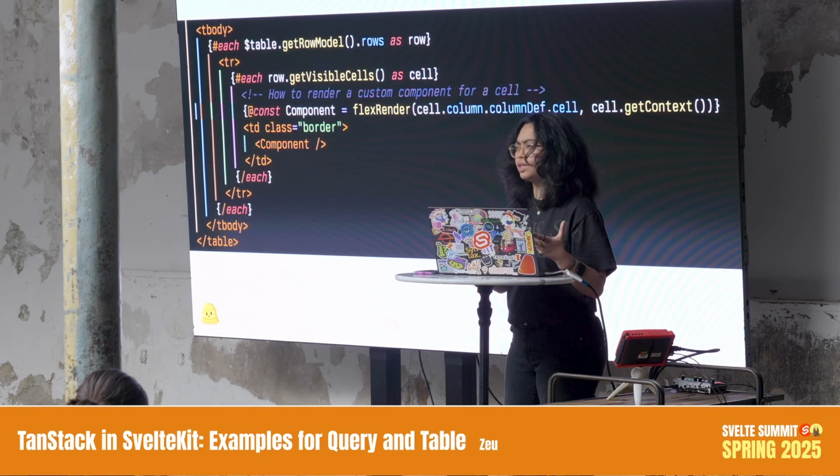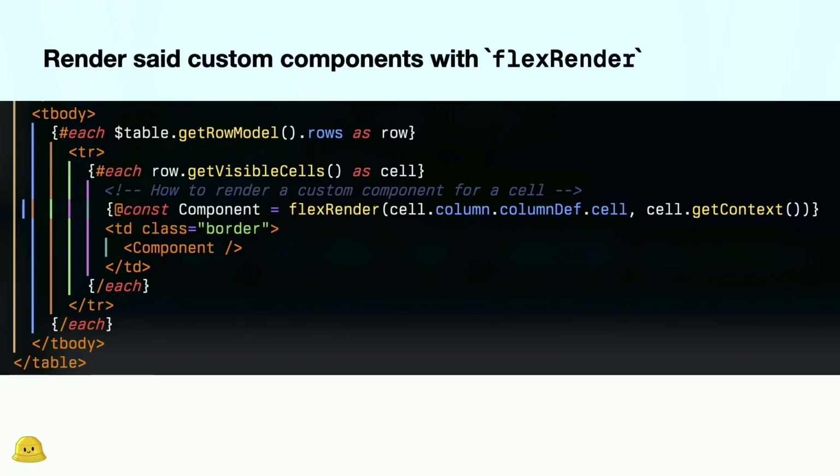And then to actually render said components, we use something called flex render here. So for each row, you can see here we're grabbing each cell. And then from here, we're using this flex render function, grabbing the actual cell, grabbing its context, and then we're putting that inside a const block here, and then using it as an actual component inside the TD tag.